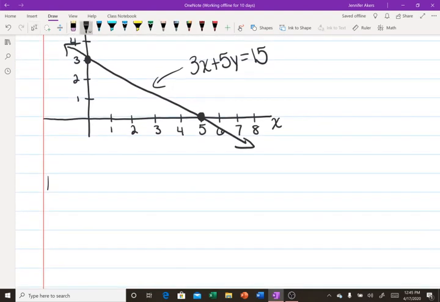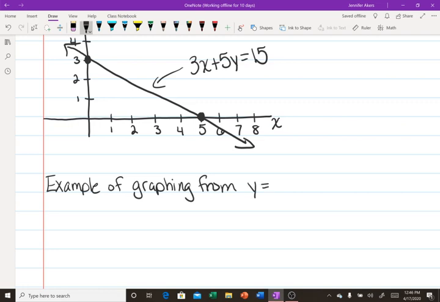Alright, let's look at an example of graphing from slope-intercept form. So from slope-intercept form, let's graph y equals 1/2 x plus 4.